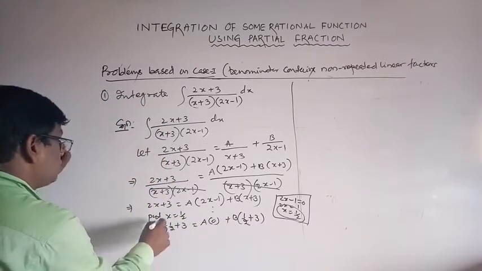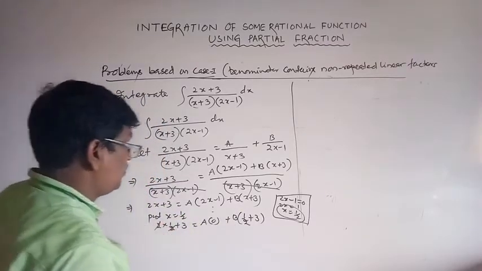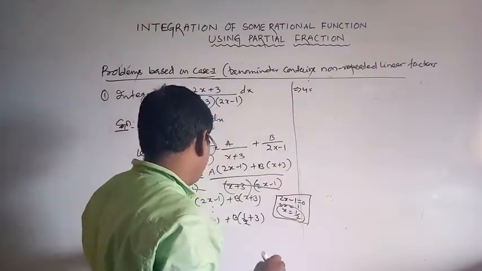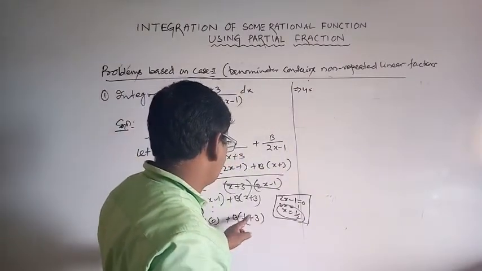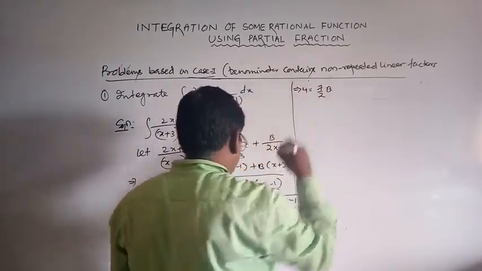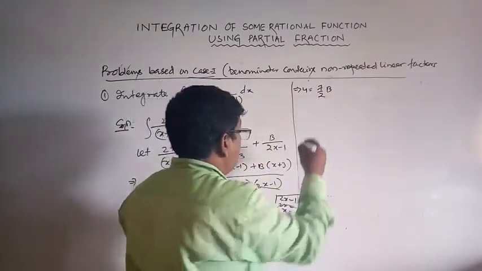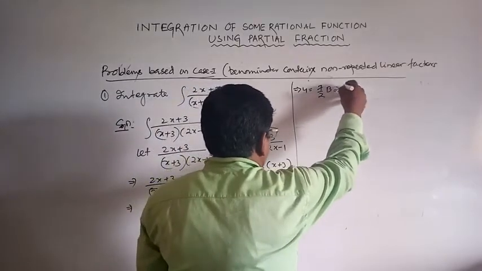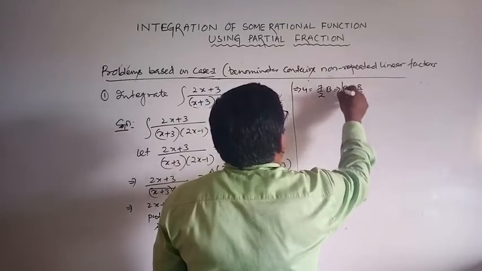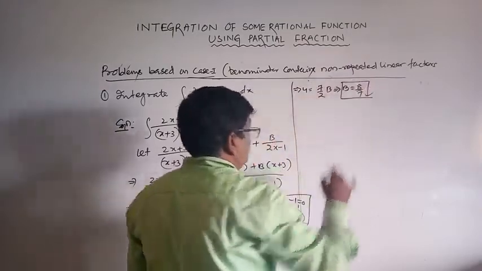So 2 and 2 cancel. This is 1 plus 3, that is 4. So 4 is equal to 0 plus B into (6 plus 1) by 2, that is 7 by 2 into B. So B is equal to 8 by 7. The value of B is 8 by 7.